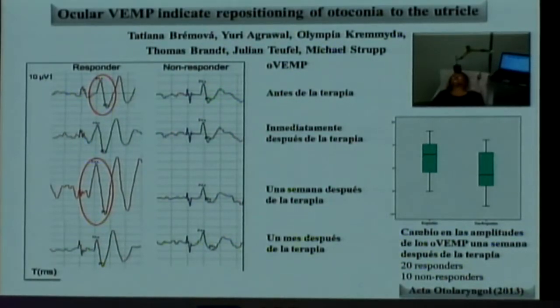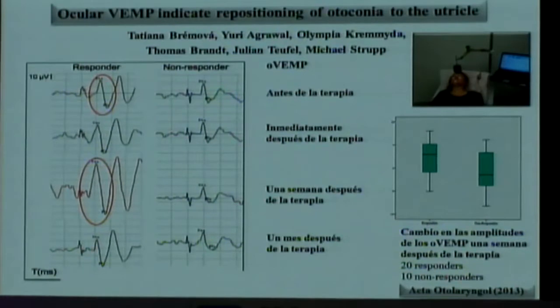We did a very simple experiment. 30 patients with BPPV were treated with the Semont maneuvers. We had 20 responders and 10 non-responders. We measured the oVEMP and the cVEMP, and just to remember, the oVEMP measures the function of the utricle. This was before the treatment, this was immediately after, and this was 1 week later. One week later, we found a significant increase of the amplitude of the oVEMPs in responders compared to non-responders. How can you explain that?